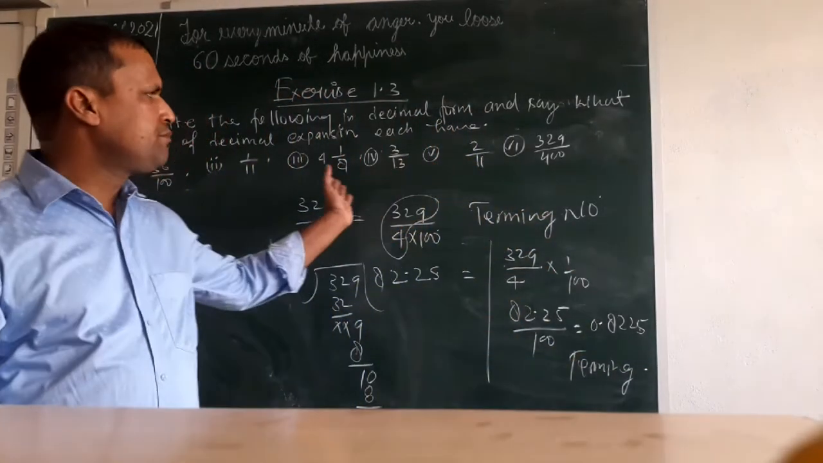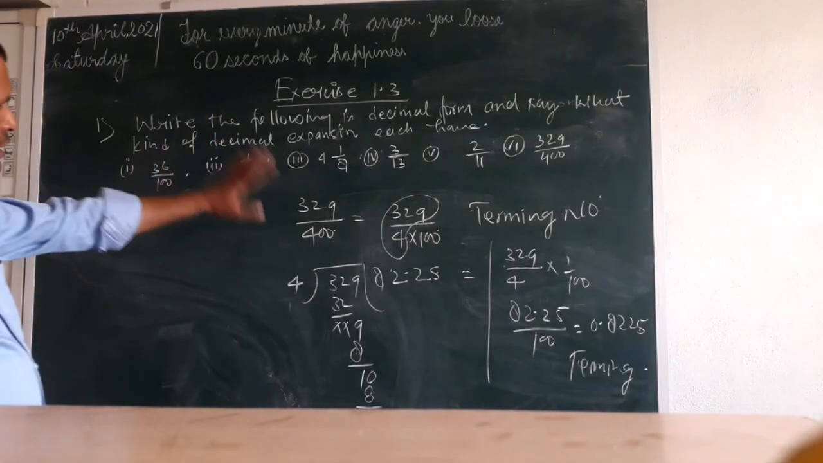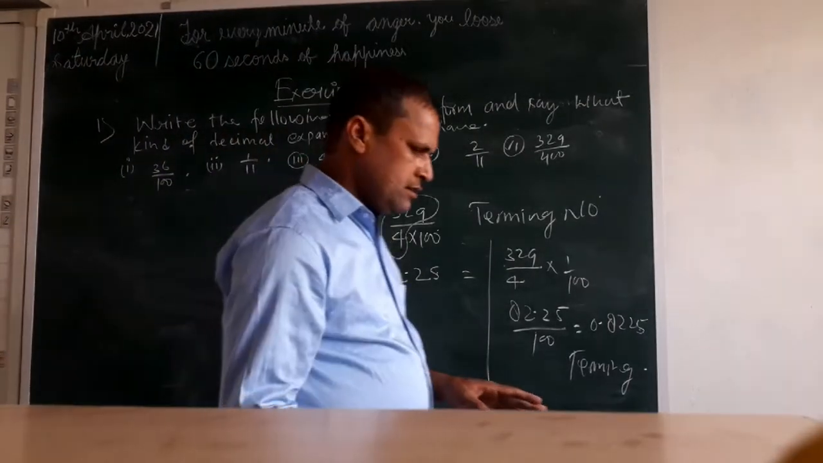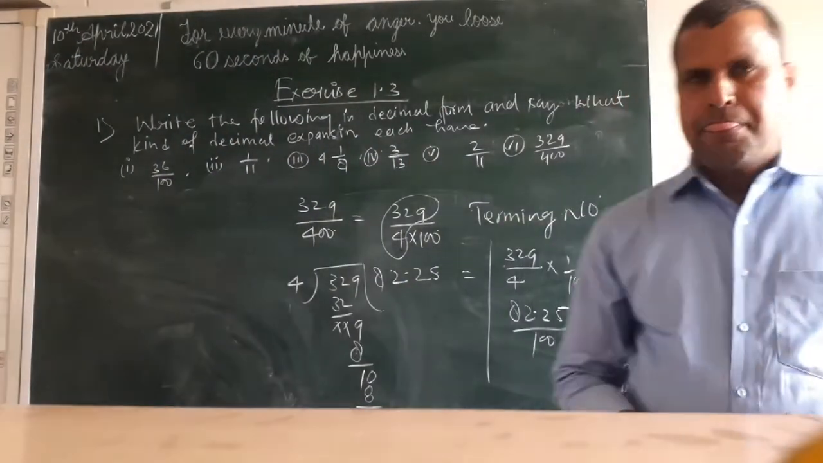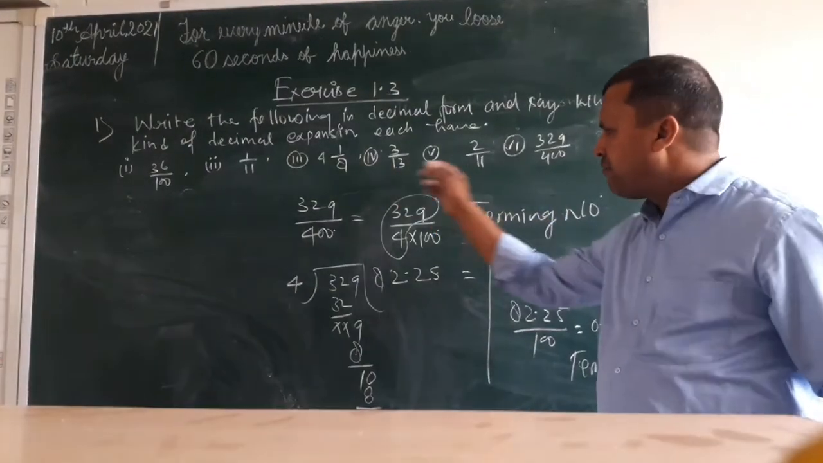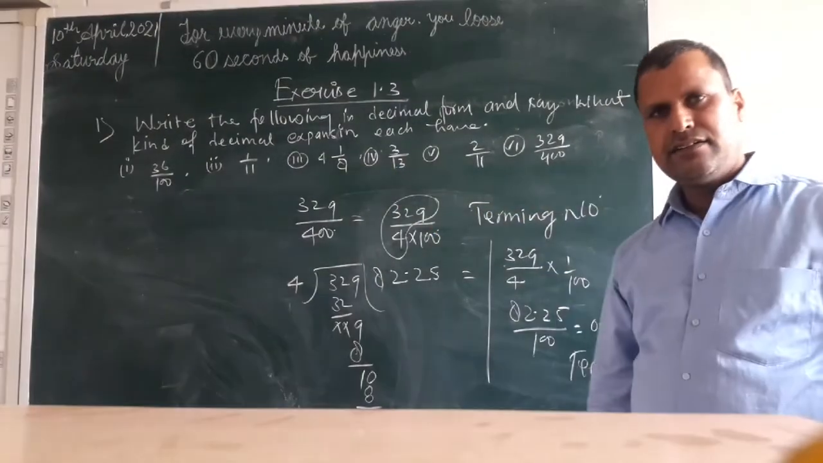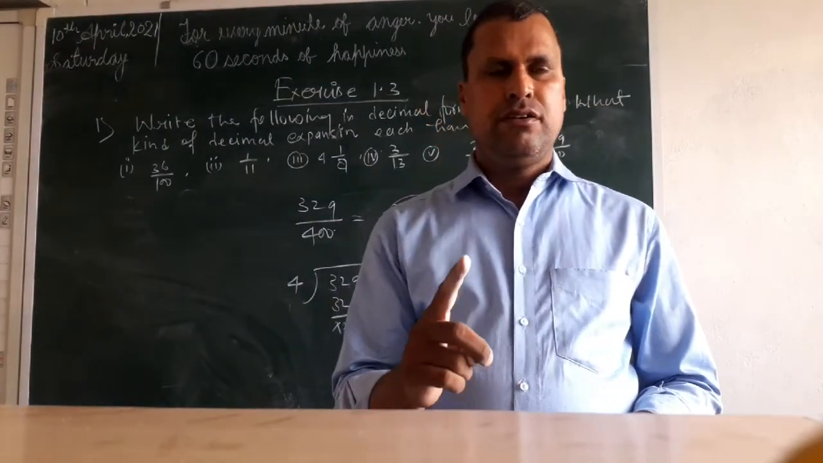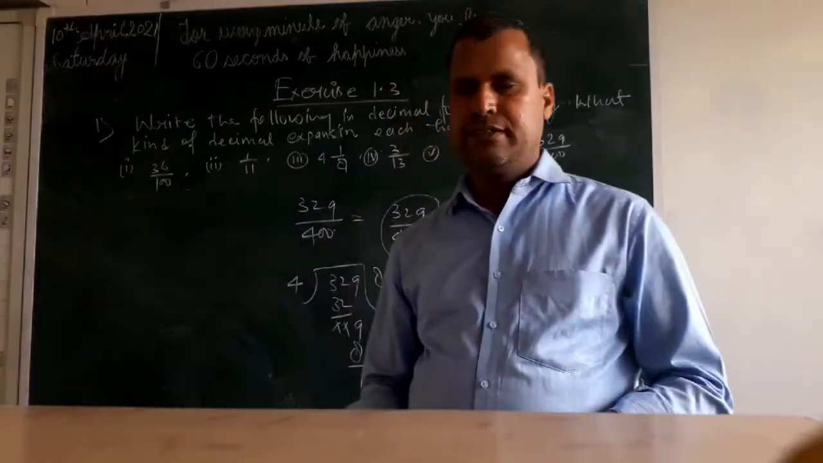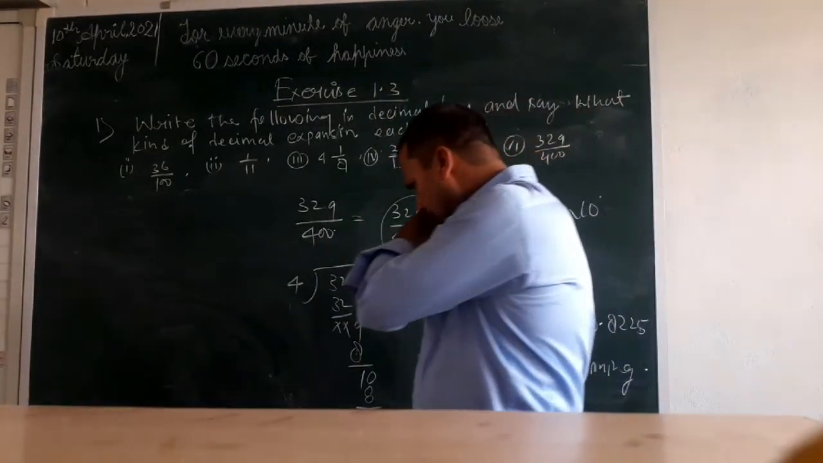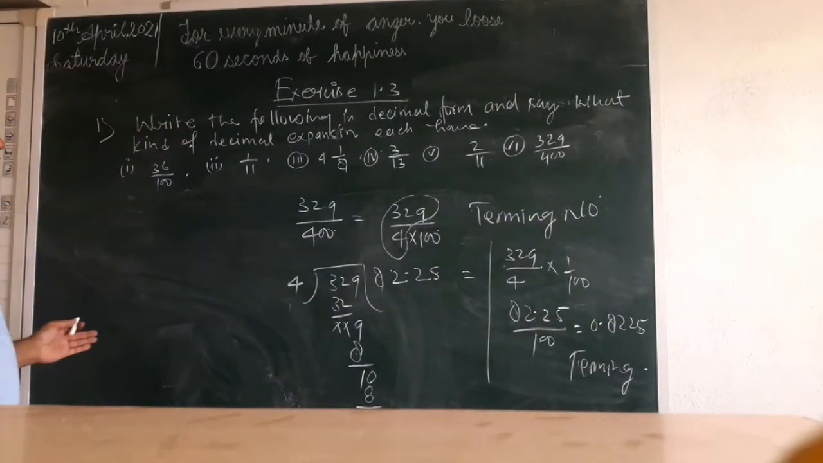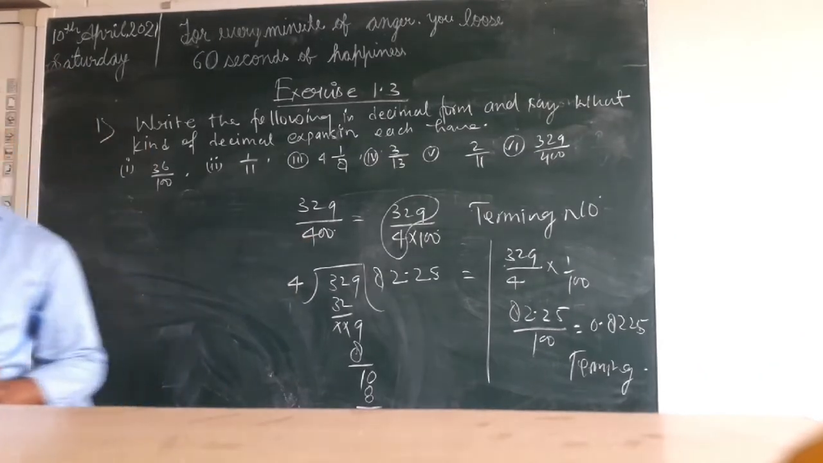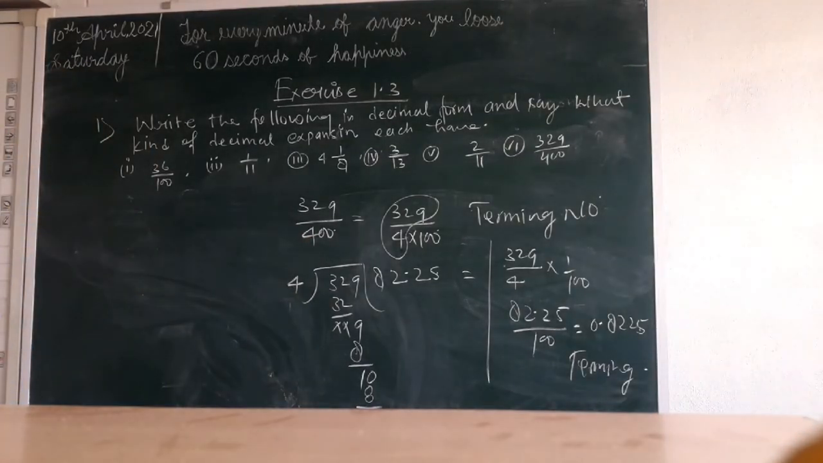So this is the solution of the first question. Dear student, you have to solve it once again. And what do we conclude here? Firstly, you have to check the denominator of all the fractions. If the denominator has 2 or 5 or both as a factor, then it is terminating. Otherwise, it is a non-terminating recurring number.